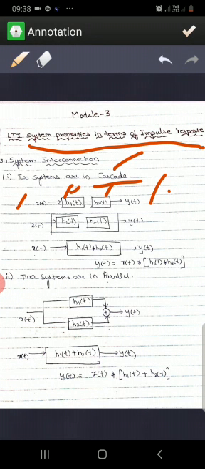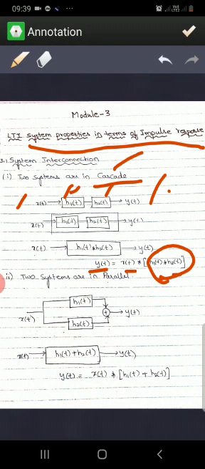These two systems, h1 of t and h2 of t, can be simplified as h1 of t convolved with h2 of t. And the output y of t is nothing but h1 of t convolved with h2 of t, and this whole thing convolved with x of t.